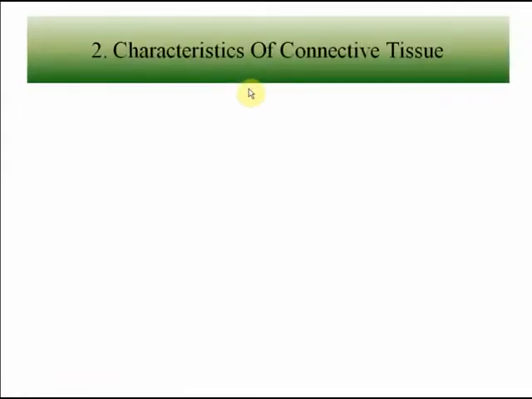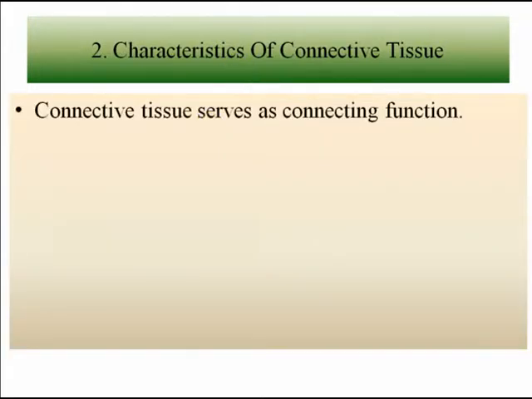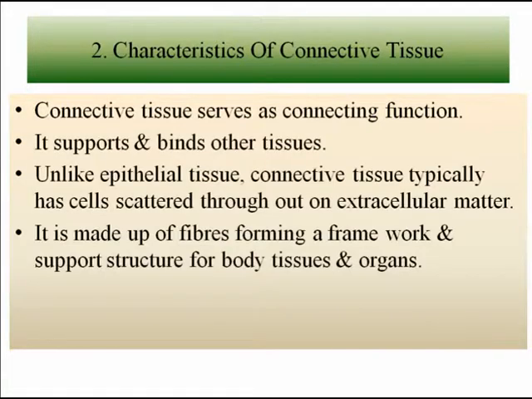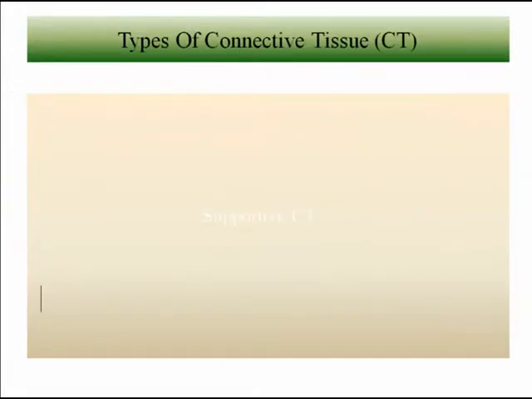Now, another type of tissue is connective tissue. As the name implies, connective tissue serves a connecting function. It has the following characteristics: it is a tissue made of matrix and living cells that connects, binds and supports different tissues or organs. It also has a role in body defense, tissue repair, fat storage, etc. Connective tissue is mesodermal in origin and it is made up of fibers forming a framework and support structure for body tissue and organs.